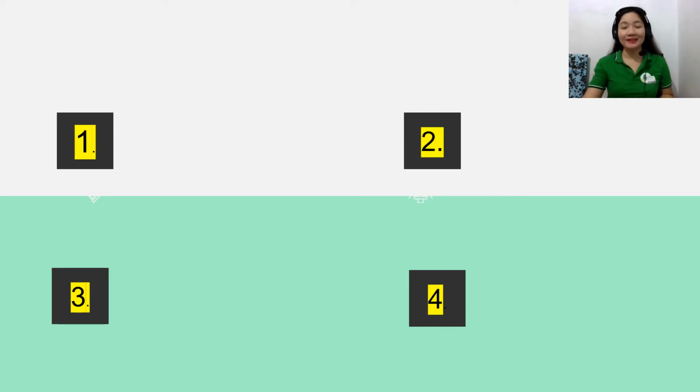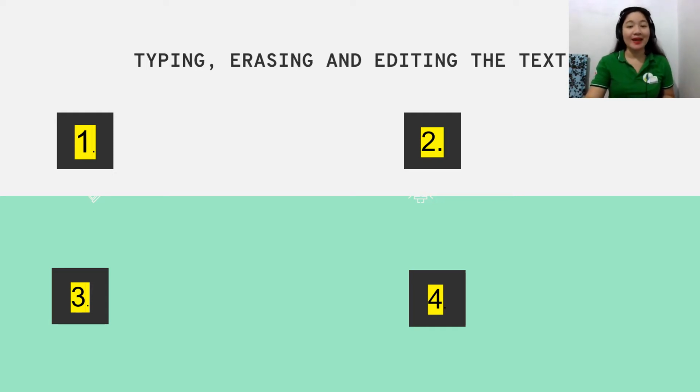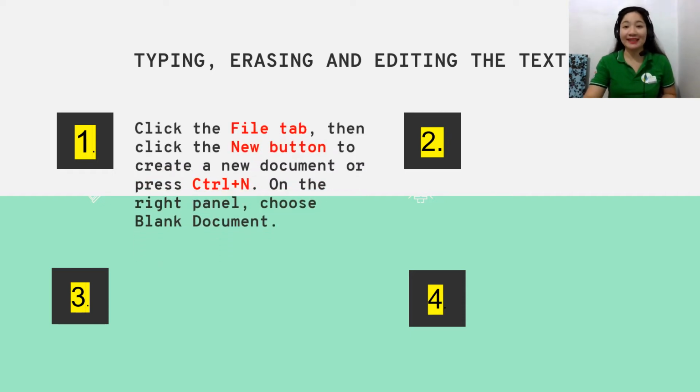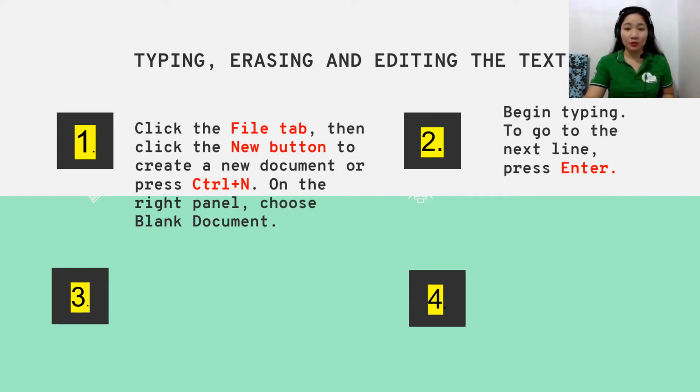So here are the steps in typing, erasing, and editing the text. For the first one, just click the File tab, then click the New button to create a new document or press Ctrl plus N. Again, just press Ctrl plus N as your keyboard shortcut. On the right panel, choose the blank document. Begin typing, and to go to the next line, press Enter.